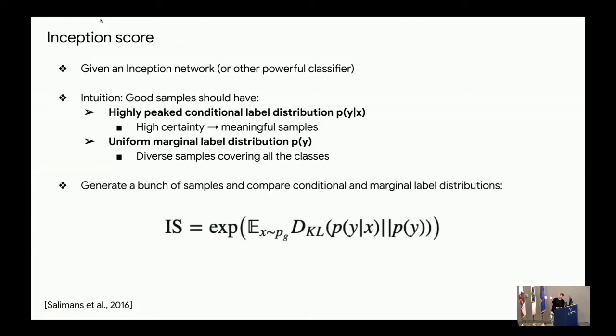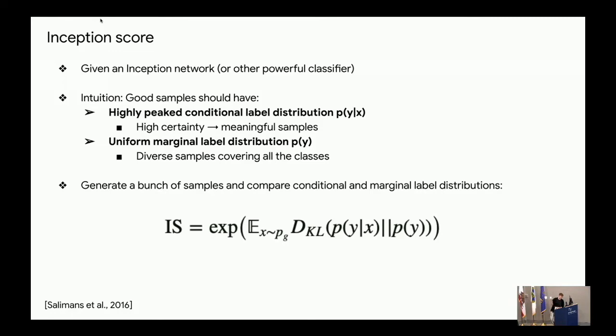And then you also want to have a uniform marginal distribution across these labels. This means that, given a huge set of generated images, if I look at the marginal distribution over the labels from all of these, I'm going to equally hit all of the classes. So the inception score looks at the KL divergence between these two distributions, because you want one to be highly peaked and one to be uniform. If we look at the KL divergence, then the higher the KL, the more we're satisfying these two things.